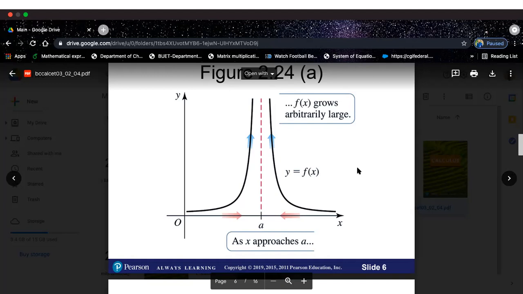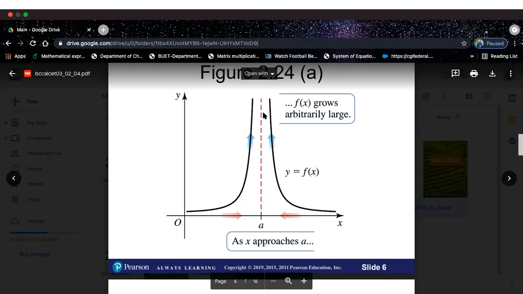And similarly, from the right, if we are approaching a, you can see again that all parts of this function are above this x-axis, so that means the function is positive, and it's moving towards infinity again. It keeps growing, so that means we say that the limit of the function is infinity, or you might say the limit does not exist.